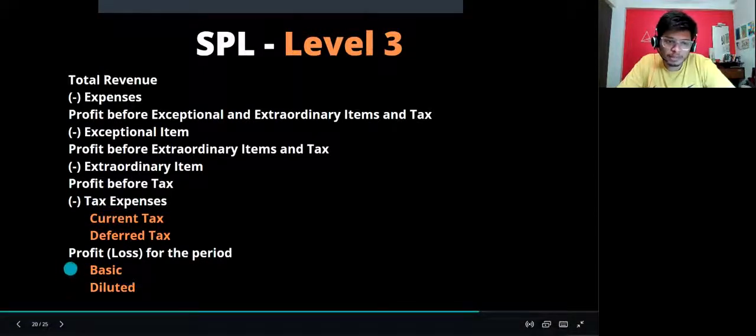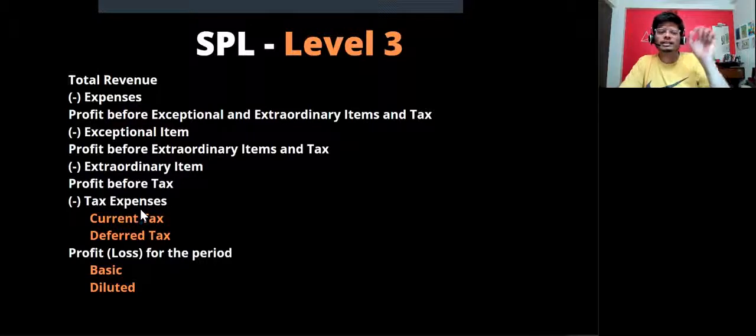I think I missed something about EPS. This should be EPS, basic and diluted. Okay. So tax expenses. What are tax expenses? This could be current tax and deferred tax. So current tax is my tax for the current year, and deferred tax are those taxes which have been deferred to a different year. Okay.